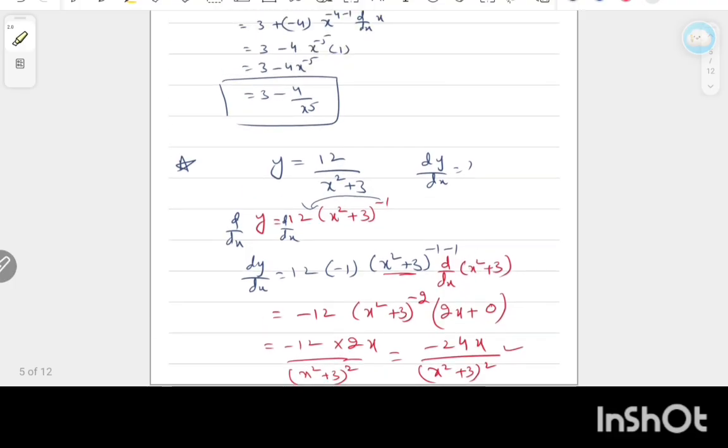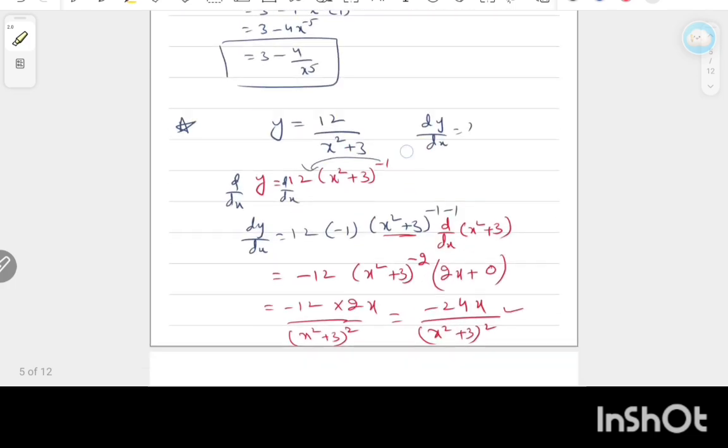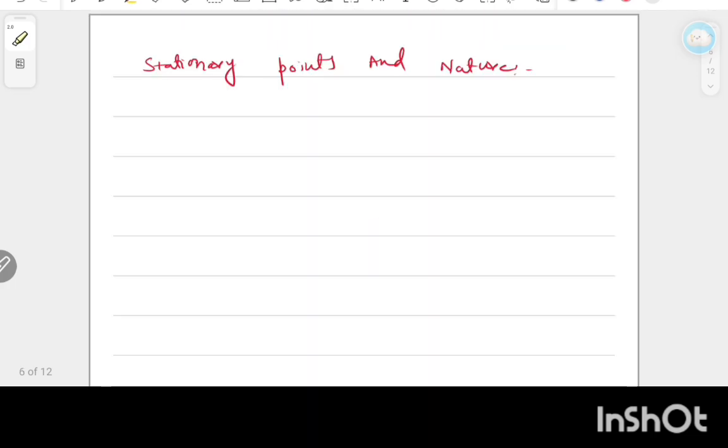Okay, now dear student, we have to find the next type of question, which is very important: the stationary point. I have to write it. There are many names for the stationary point. What is the stationary point? If a quadratic equation has a graph in this way or this way, this turning point is named the stationary point.